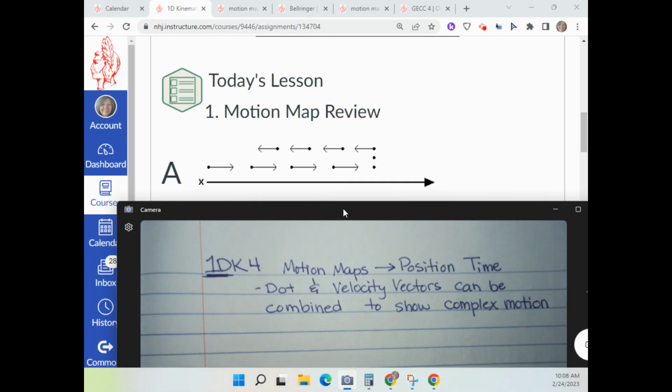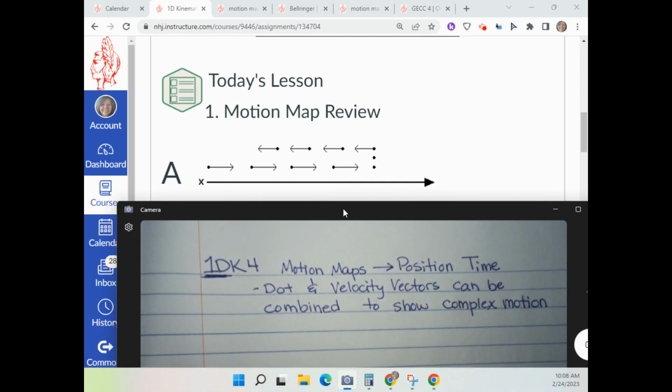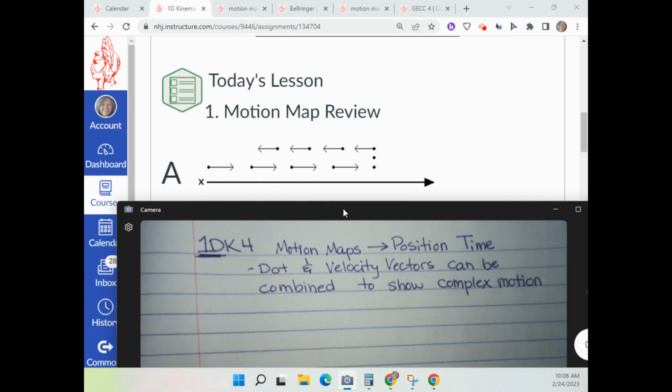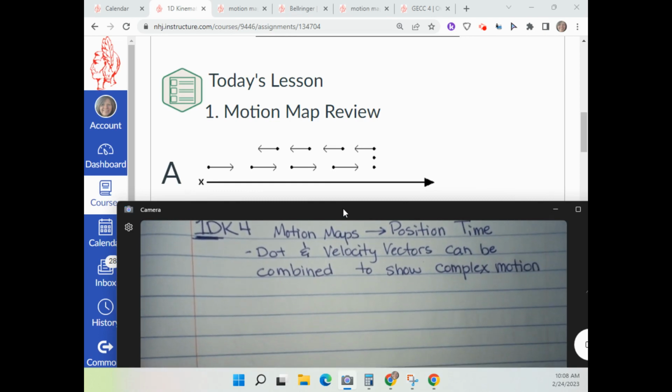So we're not just speeding up and slowing down. We are going to go forwards and turn around and stand still. And so those are going to be what we look at today. So let's go ahead and look at A. We are going to put this in our notebook as best as we can.